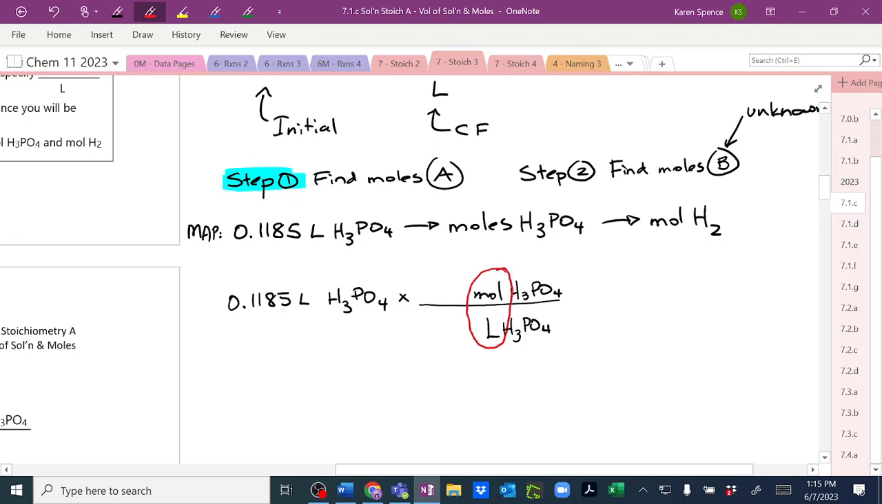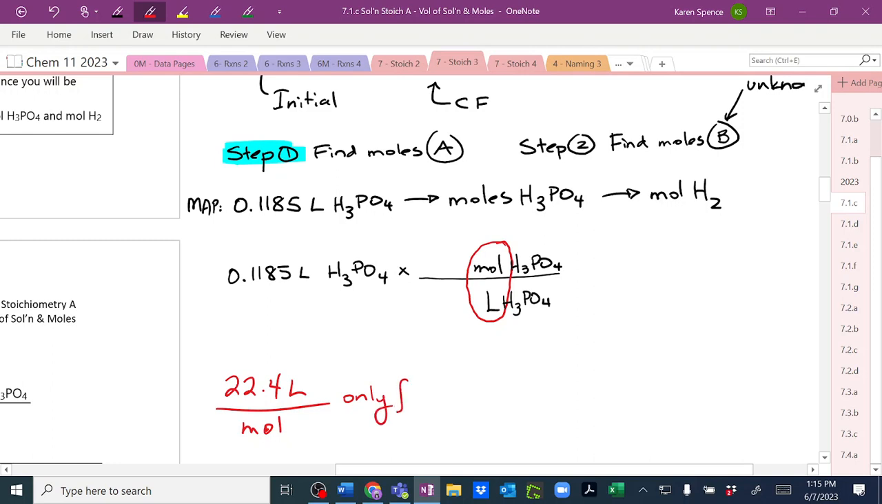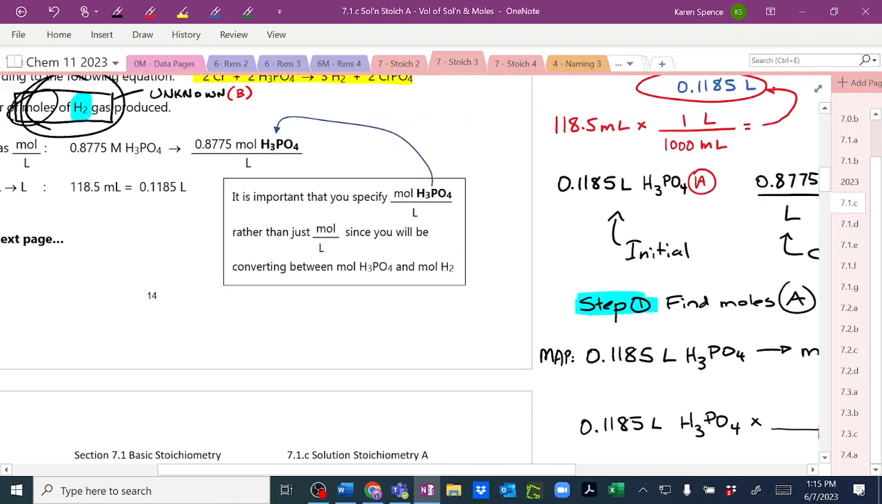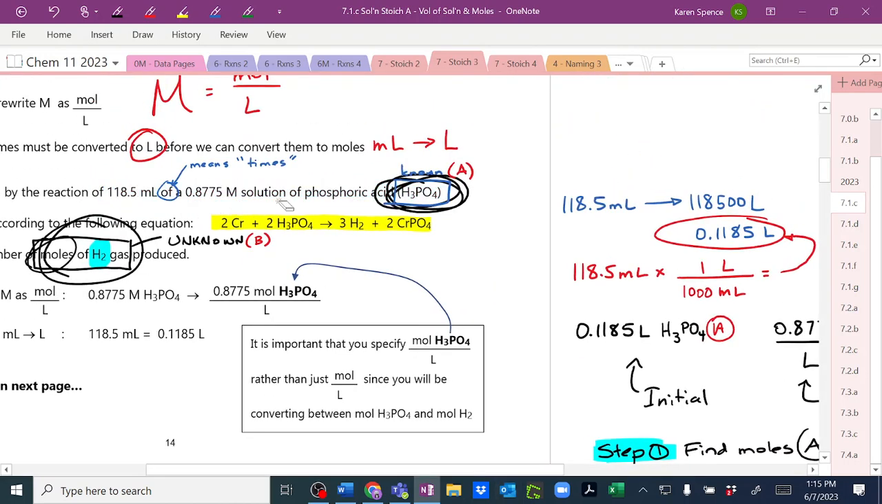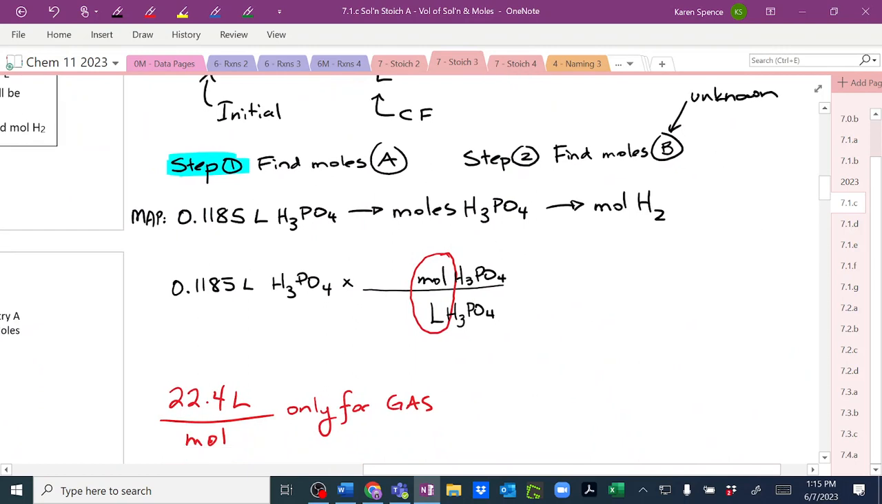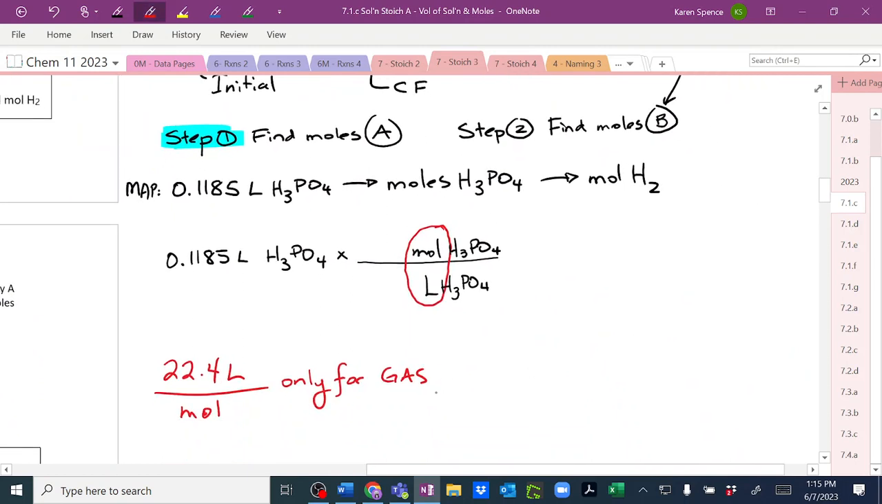Moles per liter. Should I use 22.4 liters per mole? No, why not? What is 22.4 liters per mole? This is only for gases. Do we have a gas? We do have a gas, but it's not the H3PO4. The H3PO4 is a solution, so you don't want to use 22.4 liters per mole. It's only for a gas.